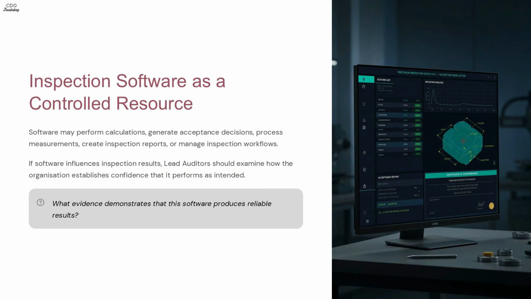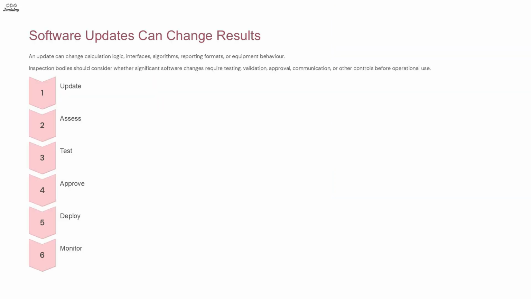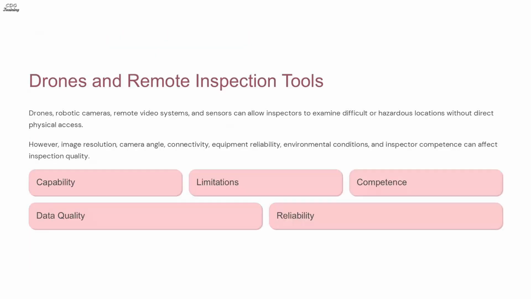Inspection software must be controlled to ensure it produces reliable results. Auditors should verify its effectiveness. Software updates can significantly impact inspection results. It's important to assess and monitor changes carefully. Drones and remote tools offer new inspection capabilities but require careful consideration of limitations and data quality.